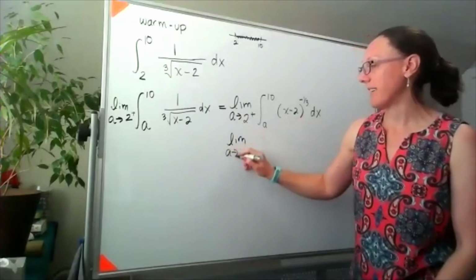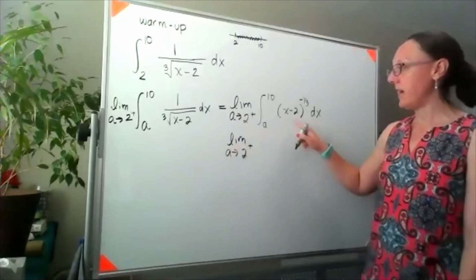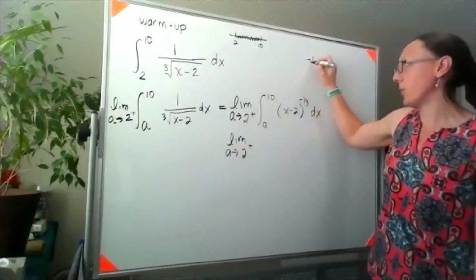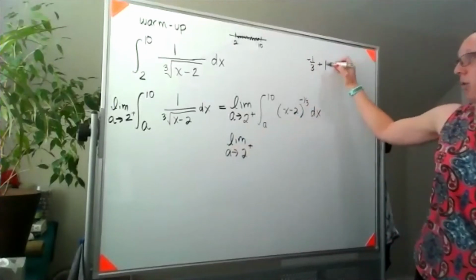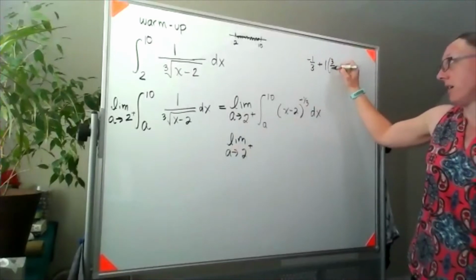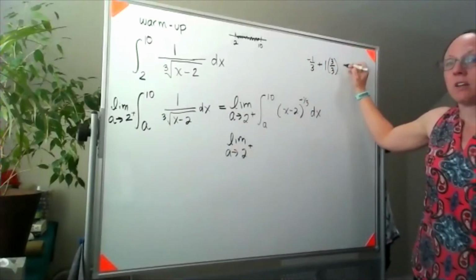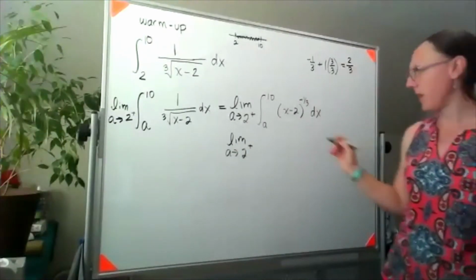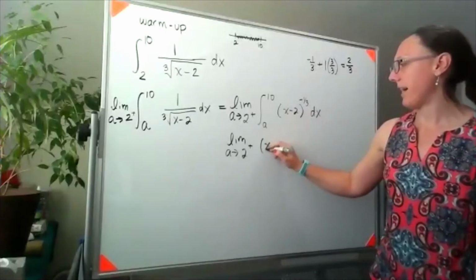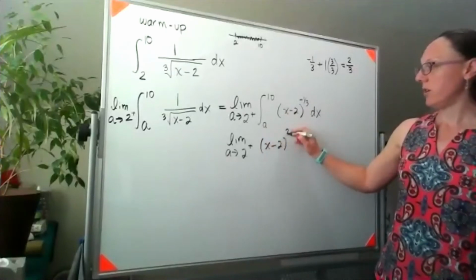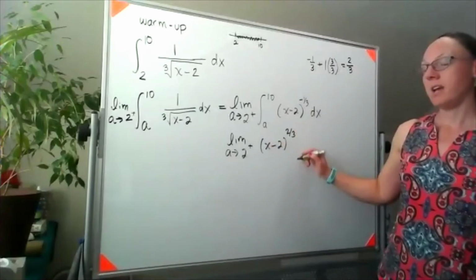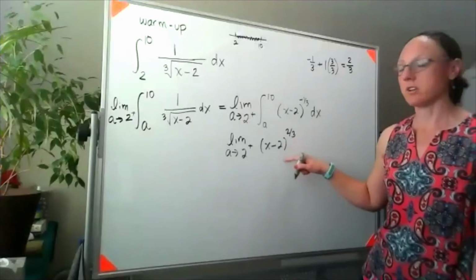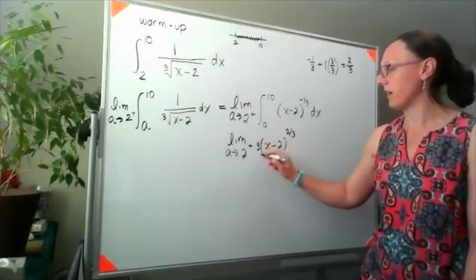So I'd have the limit as a approaches 2 from the right. And taking this antiderivative, I'm going to add 1 to the exponent. So negative 1/3 plus 1, or if I think about that 1, it's 3/3. Adding 1 to that exponent is going to give me a positive 2/3. I am looking at x minus 2 raised to the 2/3 power. And then we would divide by that new exponent of 2/3, and dividing by 2/3 is the same as multiplying by 3/2.